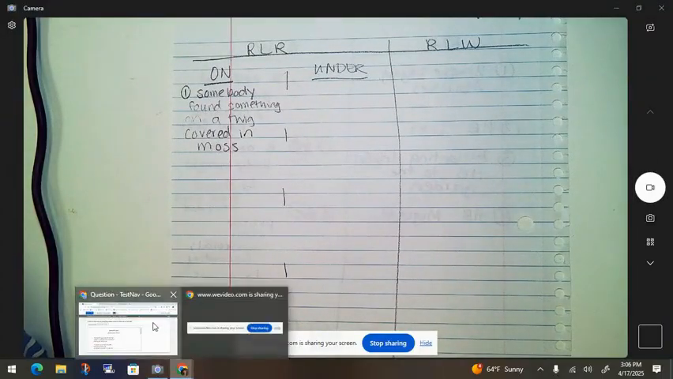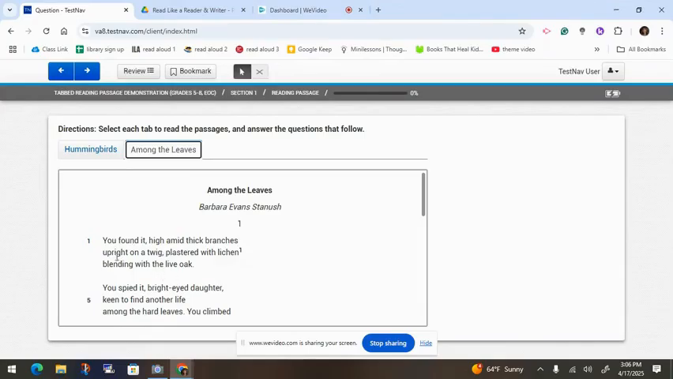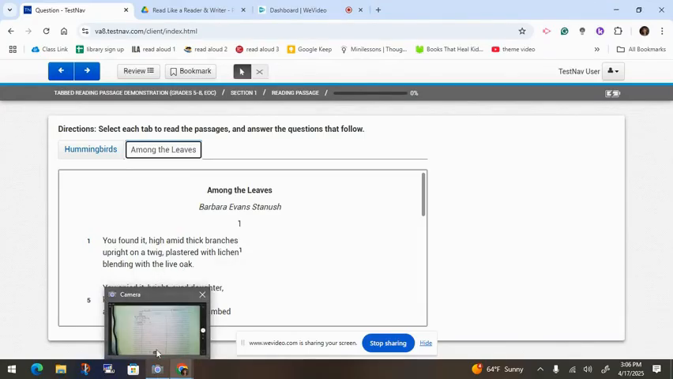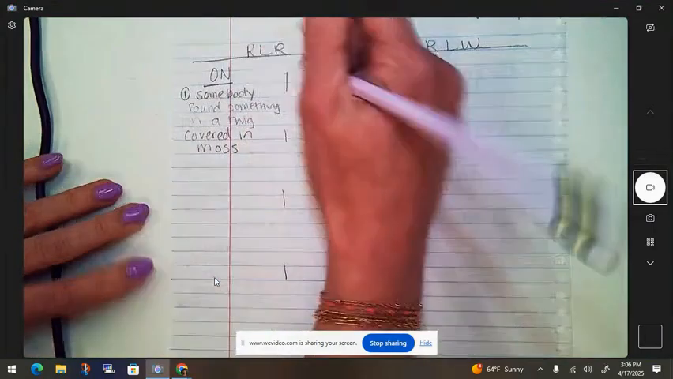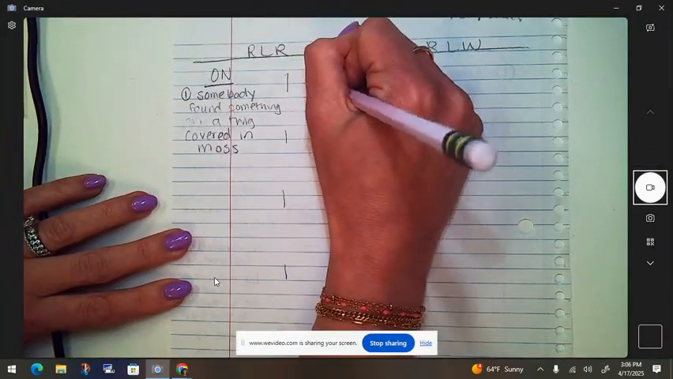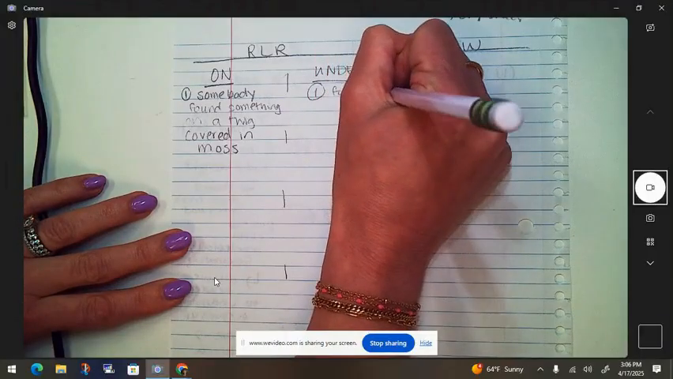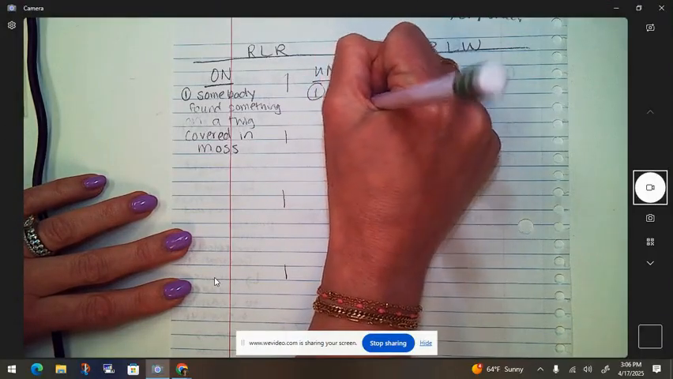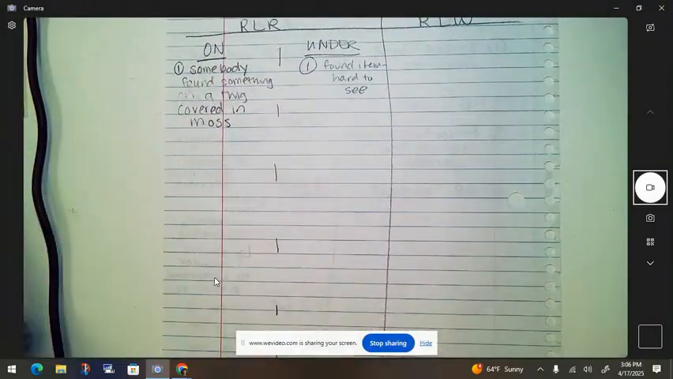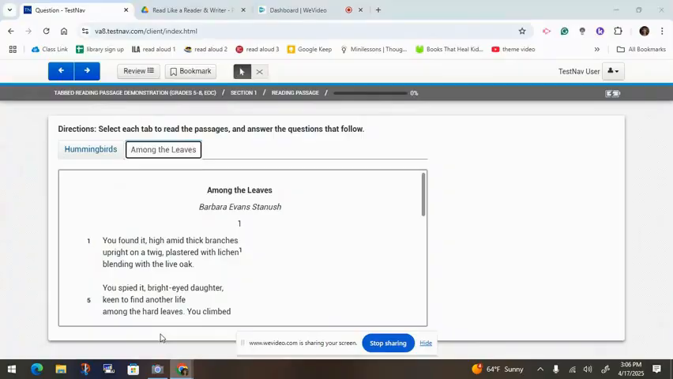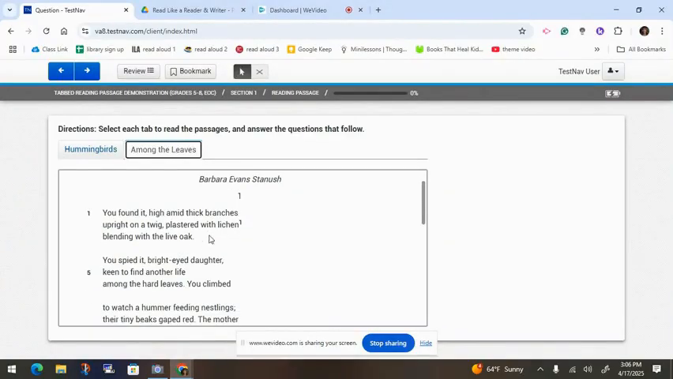If I go back to the poem, it said it was blending with the live oak, so I feel like that is a little bit more under the surface. I have to infer there that just means that whatever the thing is they found, it was hard to see. So here I'll say found item hard to see. Okay, again, just trying to keep these meaningful but concise. And then I'm going to go on back to the poem. And that ended with a period, so that's kind of why I chose to stop at that stanza.